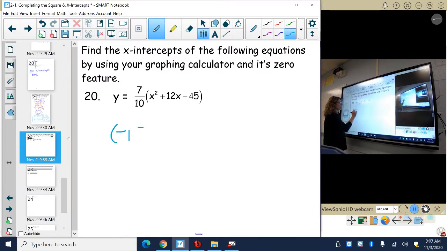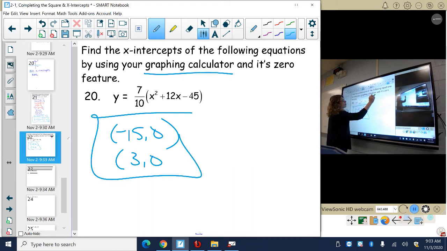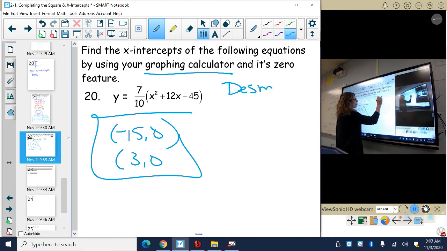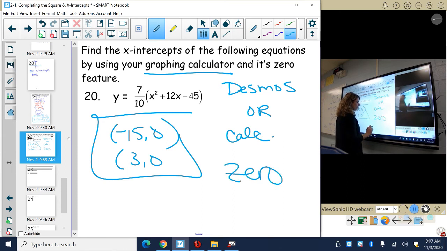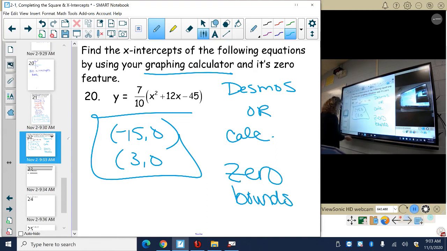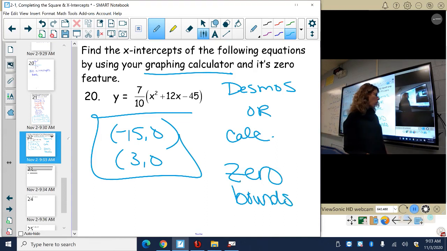And we did that by using the graphing calculator or Desmos, whatever you are comfortable with. If you're using the calculator, that's the zero feature, and you have to do bounds, left bound and right bound. Okay? So that is 1.2.1 worksheet 1.